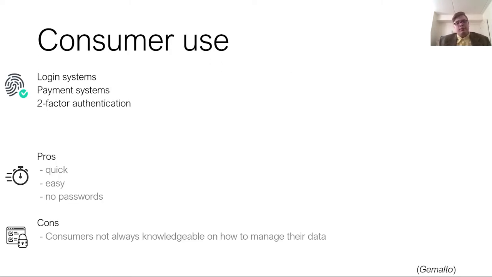In the consumer realm, biometric recognition is used to log into phones and accounts, authorize payments, and is used in various other two-factor authentication scenarios. The pros aren't that hard to conceive. Using a fingerprint reader or facial recognition system is a lot easier and quicker than using a traditional password. The downside of this convenience is that a lot of consumers aren't aware of how to manage their data responsibly. They might end up allowing companies to harvest their biometric data, or may use biometric recognition on systems that aren't the most secure.